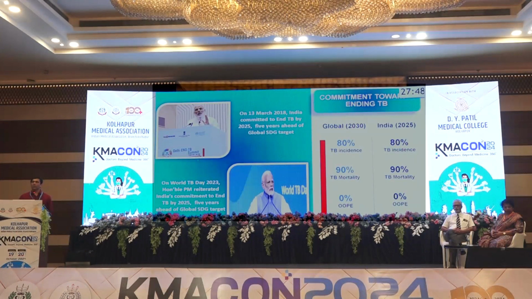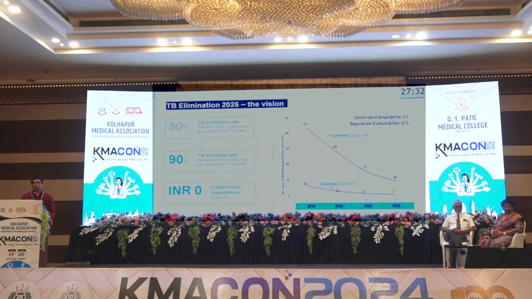So these are the three SDG goals which have been enumerated globally. What we are doing in the program is trying to achieve, or at least make efforts to achieve, these goals by 2025. Again, the indicators are the same: incidence, mortality and out-of-pocket expenditure. So right now, what is the status? In the 2015 baseline, the incidence was 217 per lakh population. We have to reach 44 per lakh. Again, the mortality of TB in 2015 was 34 per lakh. We have to reach 3 per lakh.